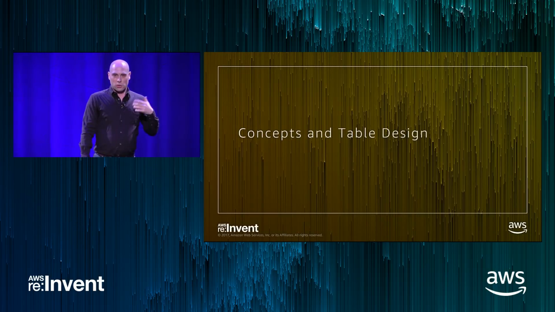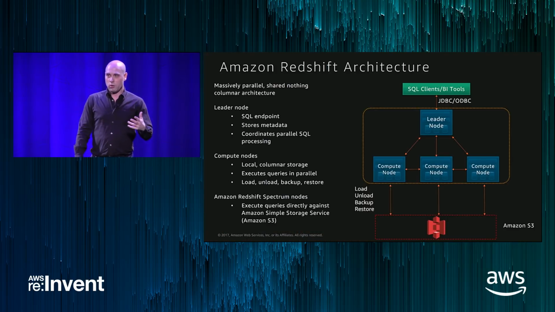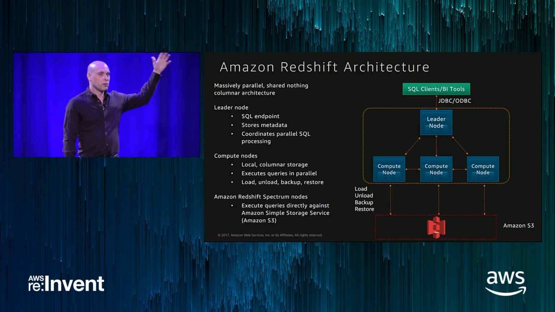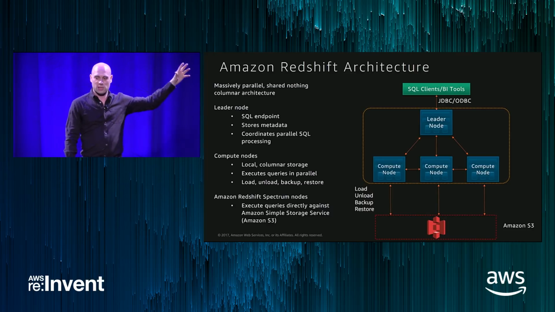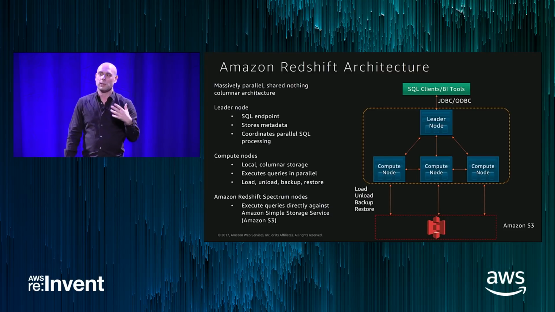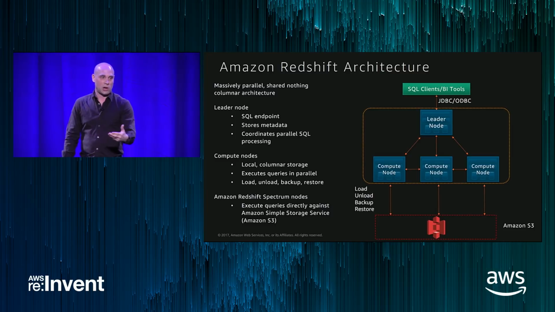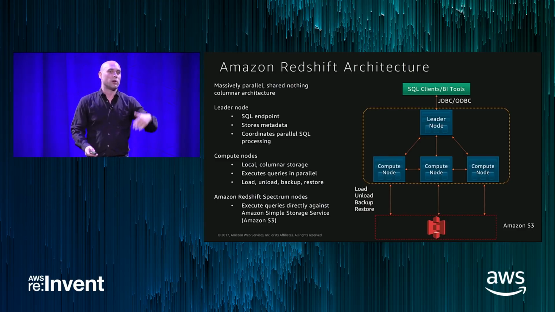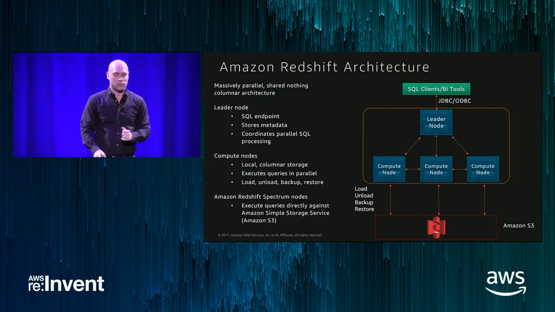So let's move on to the concepts and table design. I'm going to start out with the architecture of Redshift. The top part up here is where you connect from, the SQL clients and BI tools. We supply JDBC and ODBC drivers, but Redshift also supports the use of Postgres drivers. So if, say, you want to connect from Python, you can use psycopg2, which is the Postgres Python driver, and you can connect to Redshift with that.